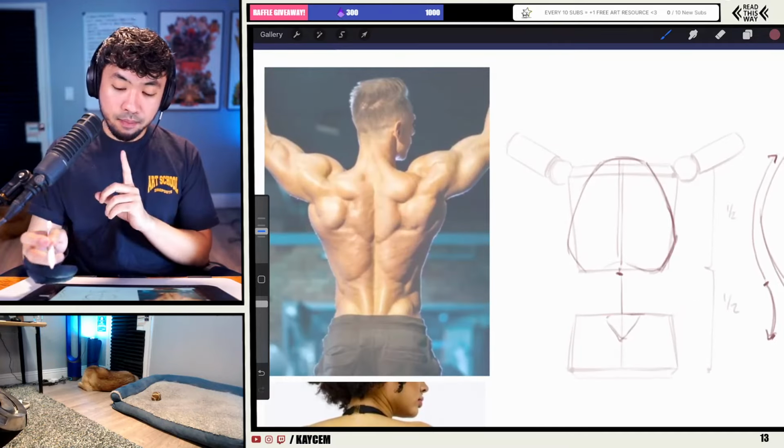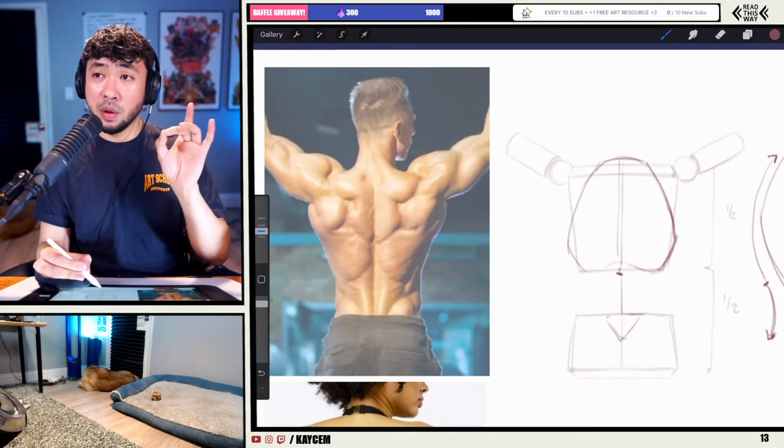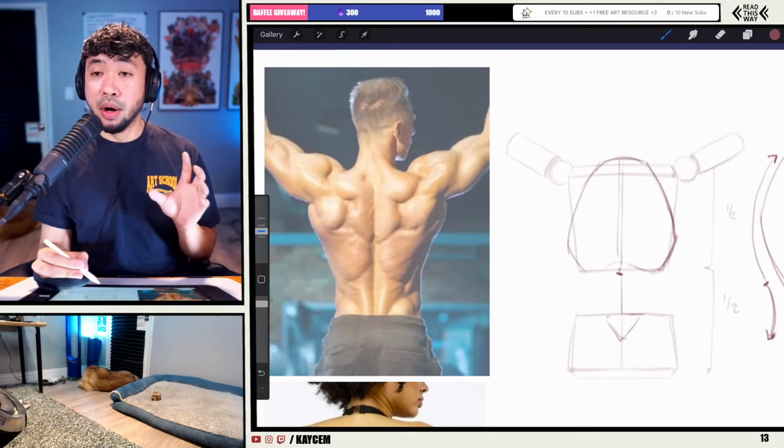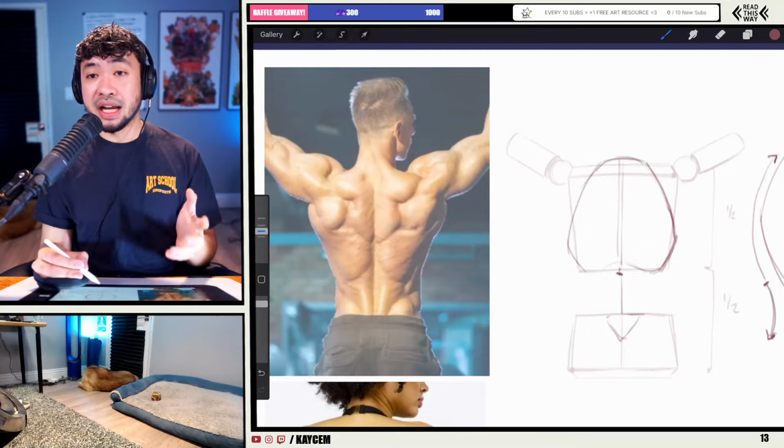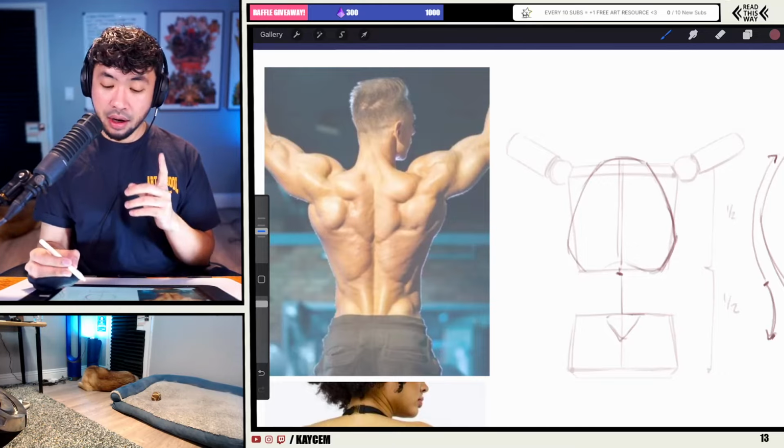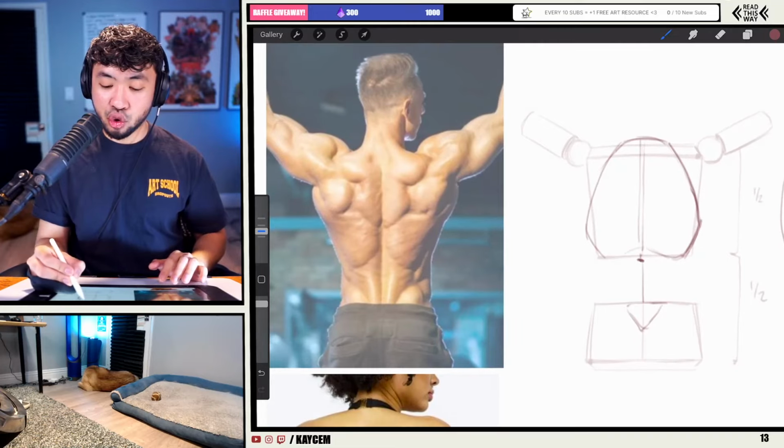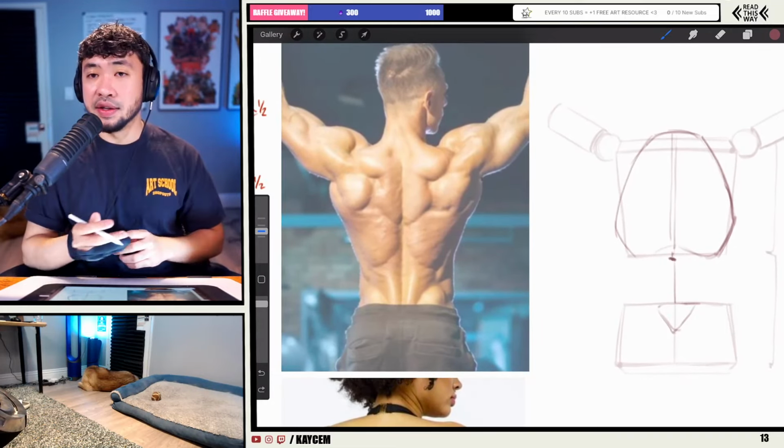So let's talk a little bit about probably one of the most important bones on the back here, and that's going to be the scapula. All right, so let's talk about the scapula here, and I'll show you guys where to find the scapula too.